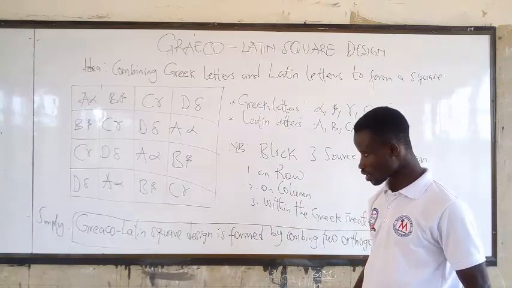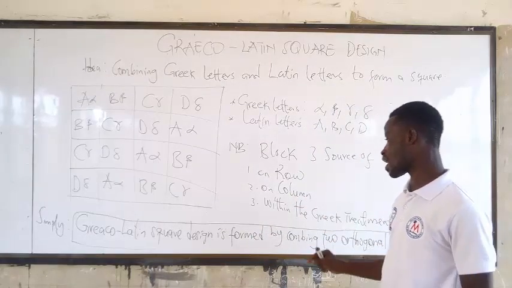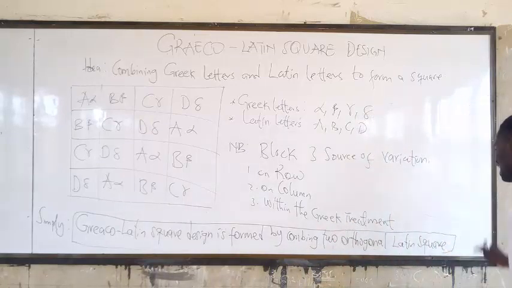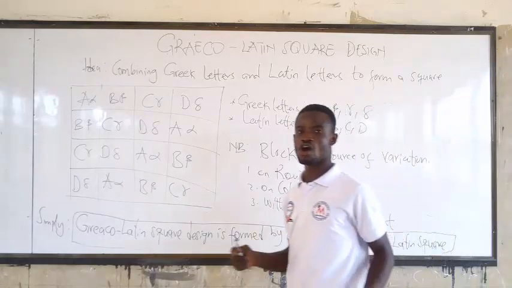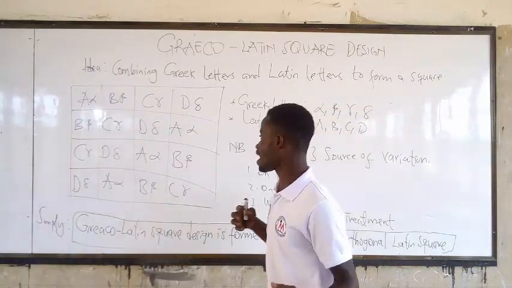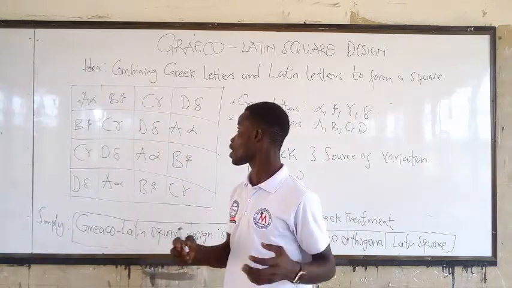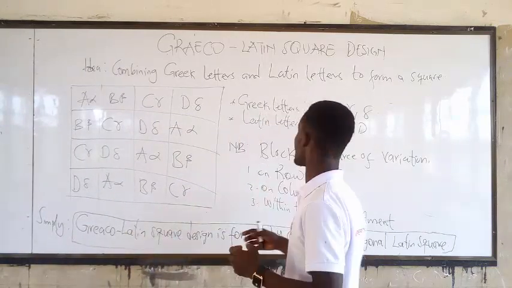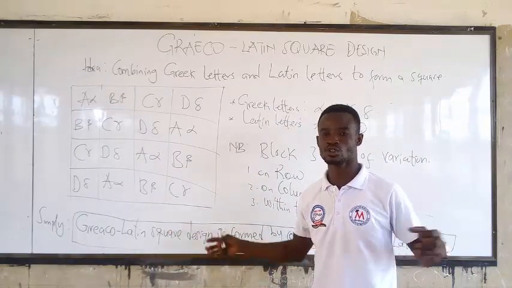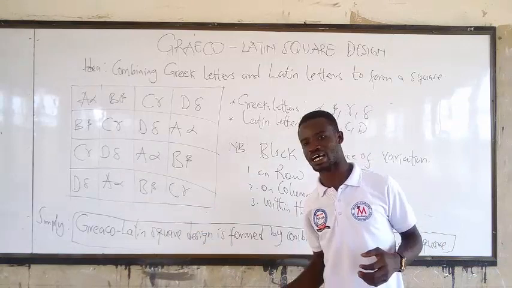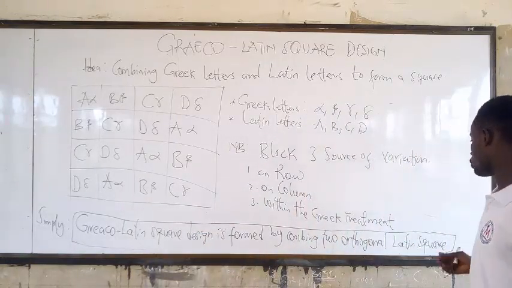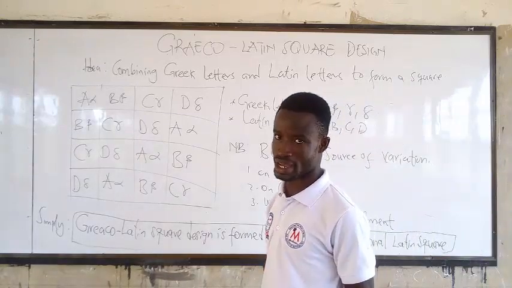The Greco Latin square design is formed by combining two orthogonal Latin what? Square. Or in some books they also say that when Greek letters and Latin letters are superimposed, then Greco Latin forms. Or you can also say that it's formed by combining two orthogonal Latin squares. They are all correct.